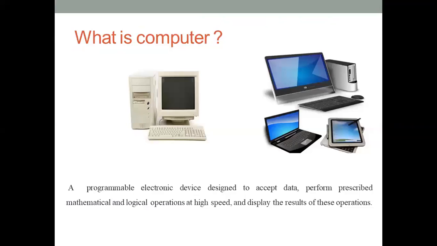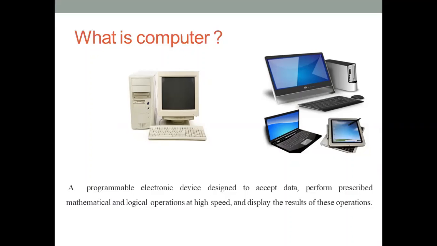Definition of a computer. Everybody has been using a computer for quite a long time. So what is a computer? A computer is a fast electronic calculating machine that accepts digitized input information, processes it according to a list of internally stored instructions, and produces the resulting output information. So basically, a computer is a programmable electronic device.